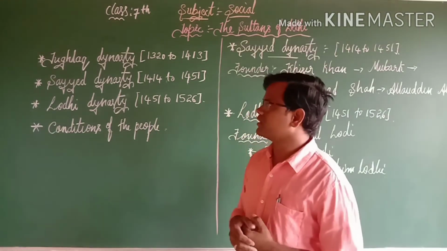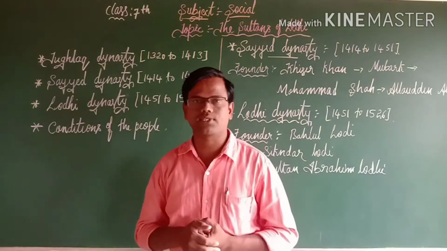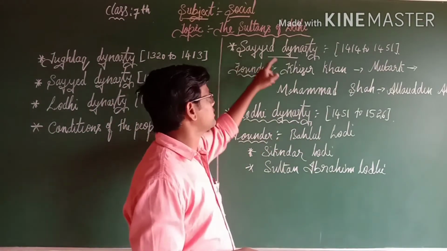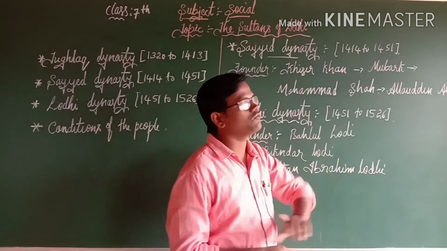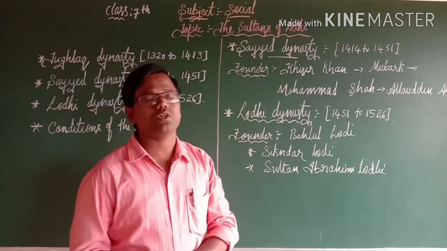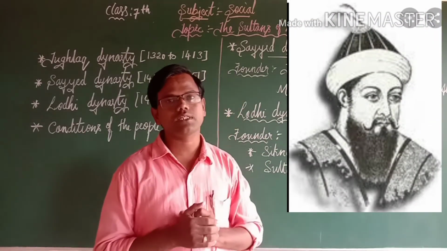After the Tughlaq dynasty, one more important dynasty came to power, the Sayyid dynasty. Let us discuss the Sayyid dynasty. The Sayyid dynasty ruled from 1414 to 1451. Who was the founder of this dynasty? Khizr Khan was the founder of this dynasty.